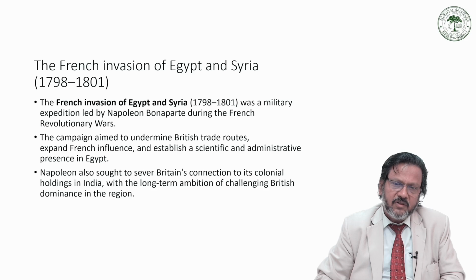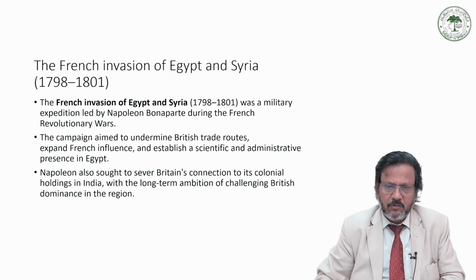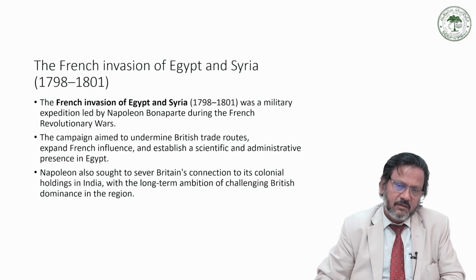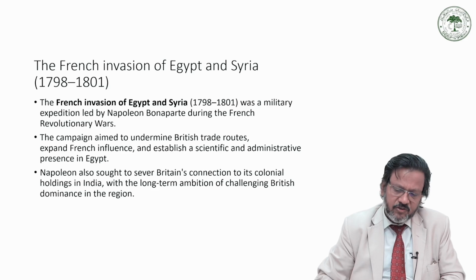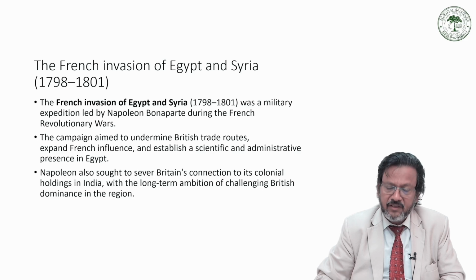And Egypt, when seen in the strategic map of the East, its significance could be gauged very easily. So it was something like having a gateway to the East, reaching the Indian subcontinent. Napoleon had also sought to sever Britain's connection to its colonial holdings in India, with the long-term ambition of challenging British dominance in the region.